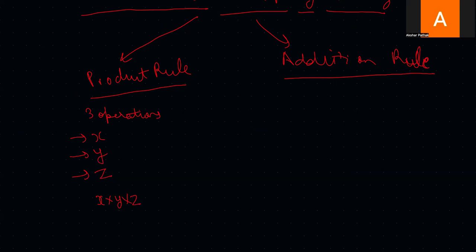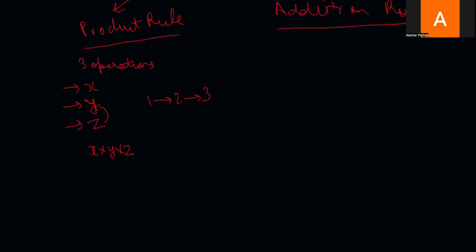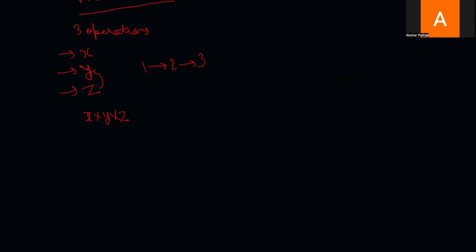Given that you can perform the second operation only if you perform the first, and you can perform the third operation only if you perform the second. It means that you're performing the first operation, then the second operation, then the third operation. So the total number of ways will be x into y into z. And I can give you a brief proof for this.